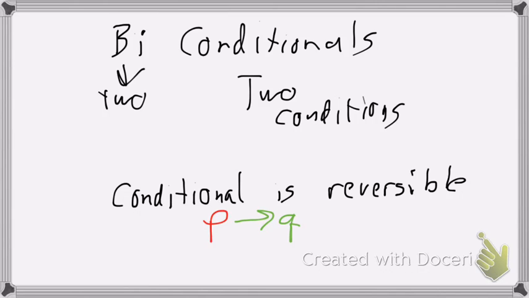If this is true and this is true. So if we have a conditional, if P then Q, and that's true, and then we have our converse, which is if Q then P, and that's true as well, then they are reversible. It doesn't matter which way we say it.